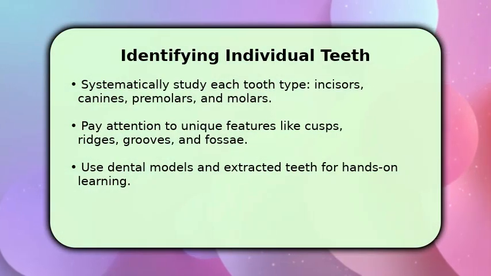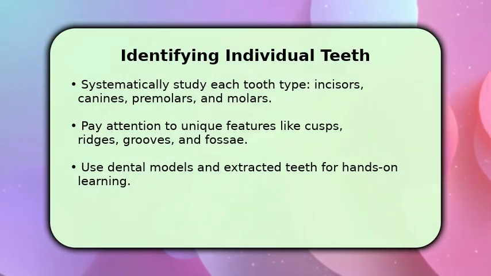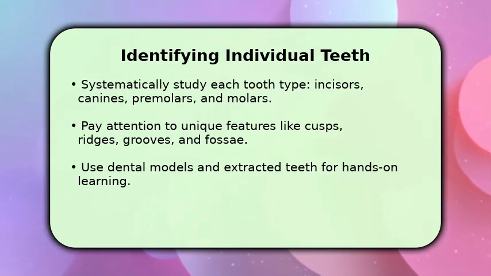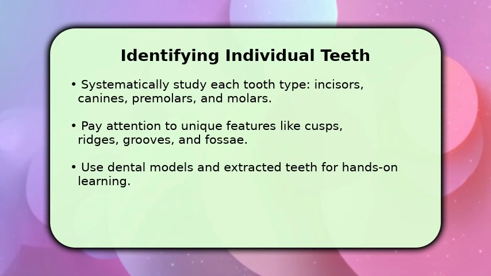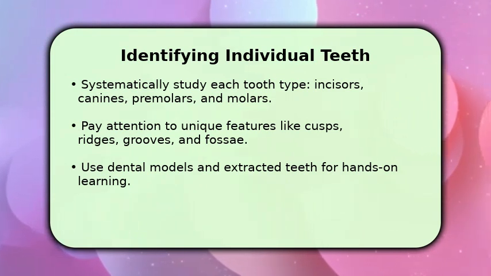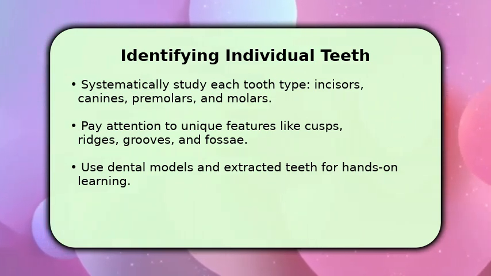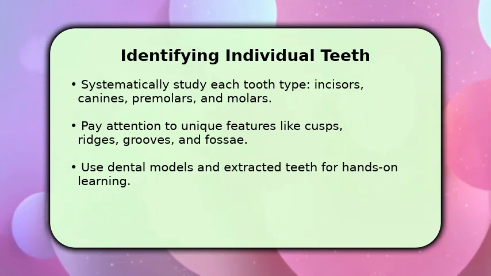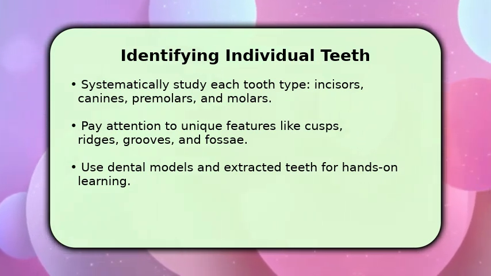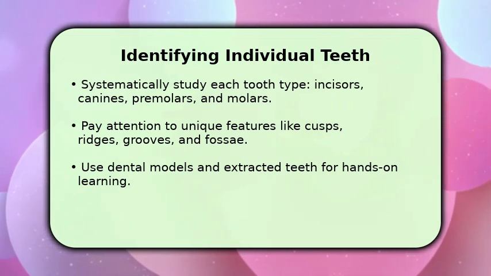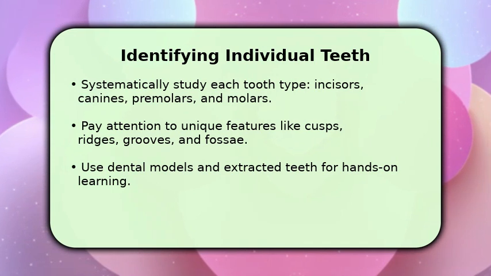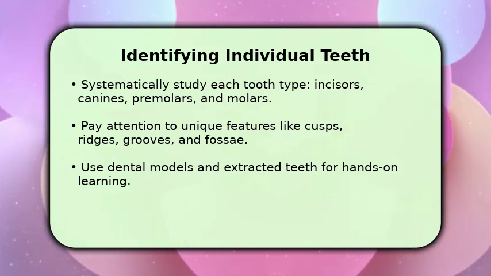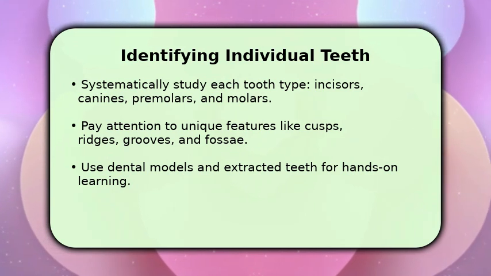Once you grasp the basics, move on to identifying individual teeth. Systematically study each of the 4 main types: incisors, canines, premolars, and molars. Pay close attention to their unique features, such as the number of cusps, the arrangement of ridges, and the presence of specific grooves or fossae. Hands-on learning with dental models or extracted teeth is incredibly beneficial. Additionally, regularly drawing and labeling diagrams will significantly reinforce your understanding and recall.